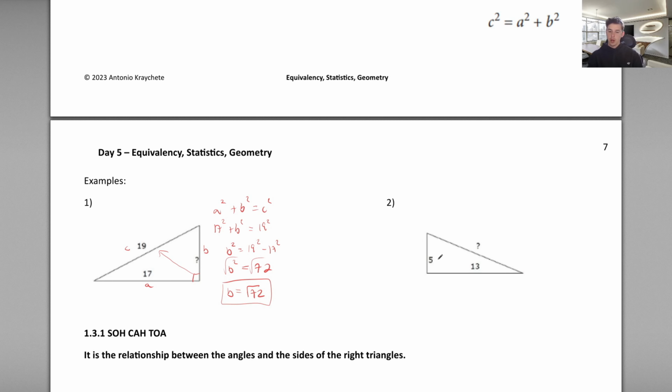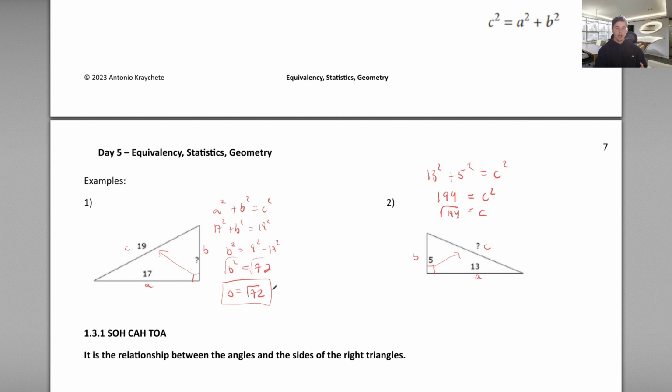Let's do it here. So we got the right angle here. We know that the hypotenuse is the side opposite the right angle. So this is C, this is A, this is B. So we know that 13 squared plus 5 squared equals C squared. Let's do it in the calculator: 13 squared plus 5 squared. That's 194, equals C squared. So C equals the square root of 194.